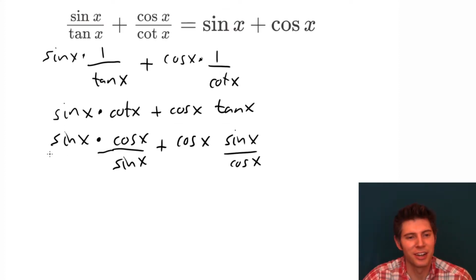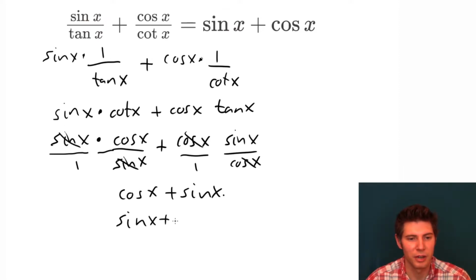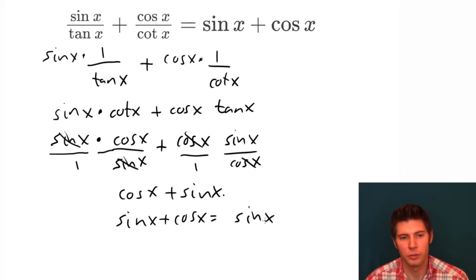So now this is kind of nice because this sine x is over 1 and this cosine x is over 1. When we multiply across, we can reduce, we can cancel these. Same thing for these two. And we're left with cosine x plus sine x. And then we can change the order of them. It doesn't matter because addition is commutative. And that equals what we were trying to equal, sine x plus cosine x.